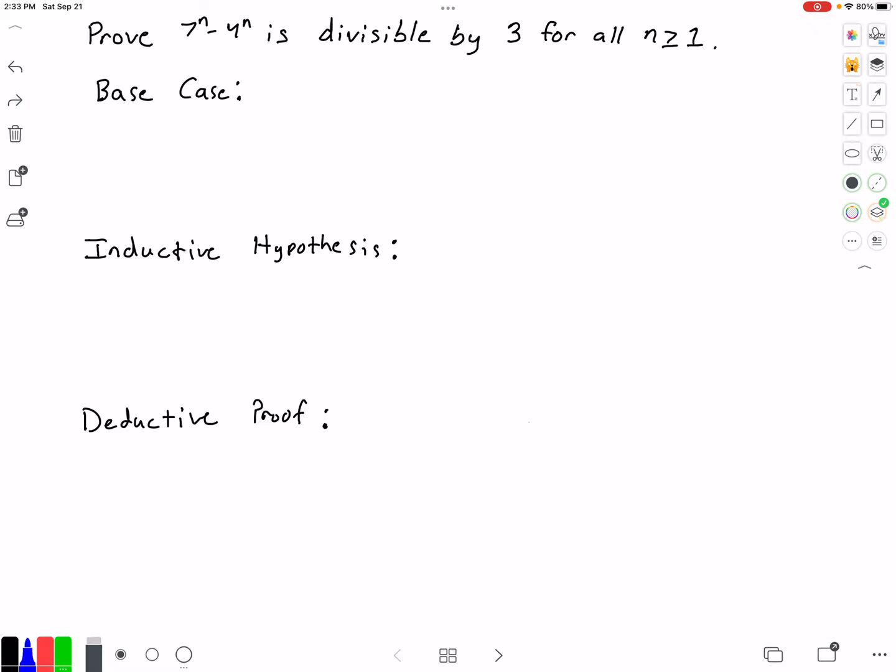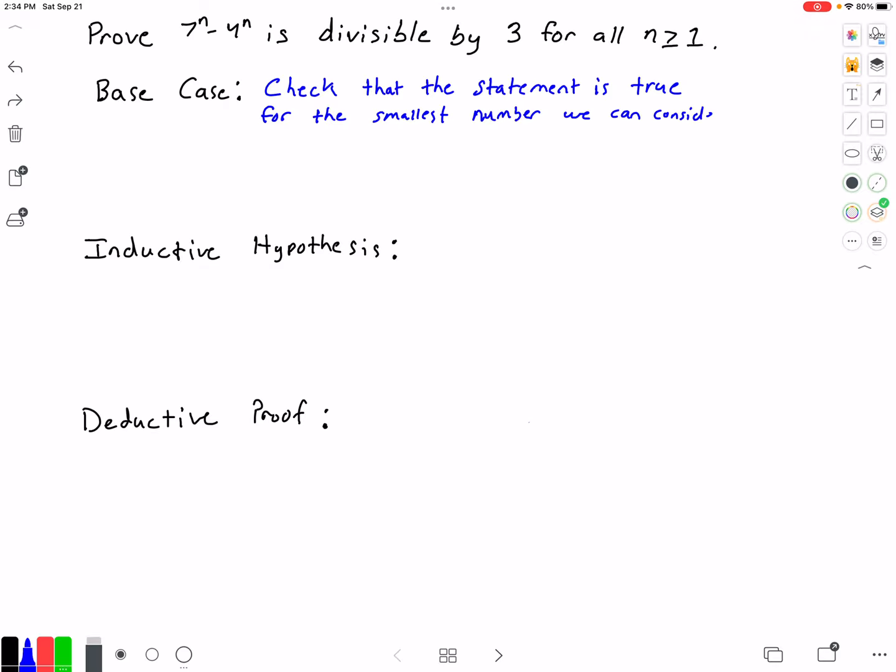Okay, so in the base case, I want to check to see if the statement is true for the smallest number that we can consider. So I'm going to put that here. So here we're going to check that the statement is true for the smallest number we can consider.